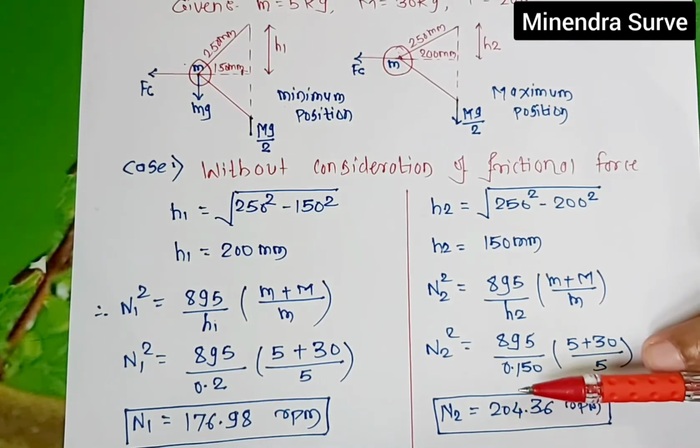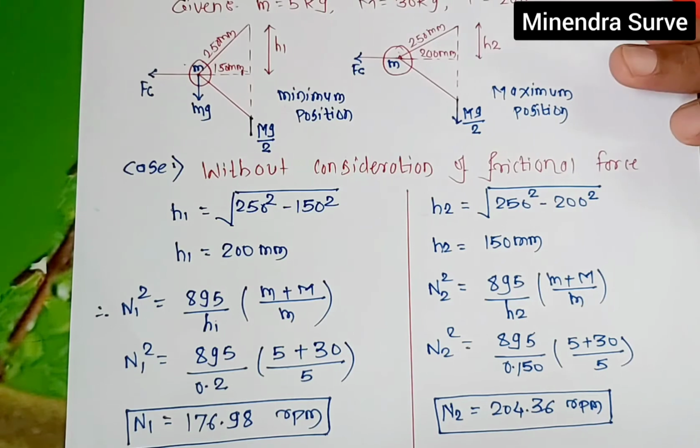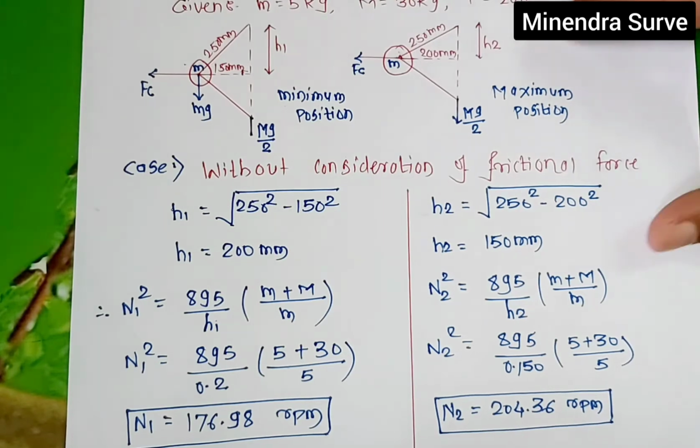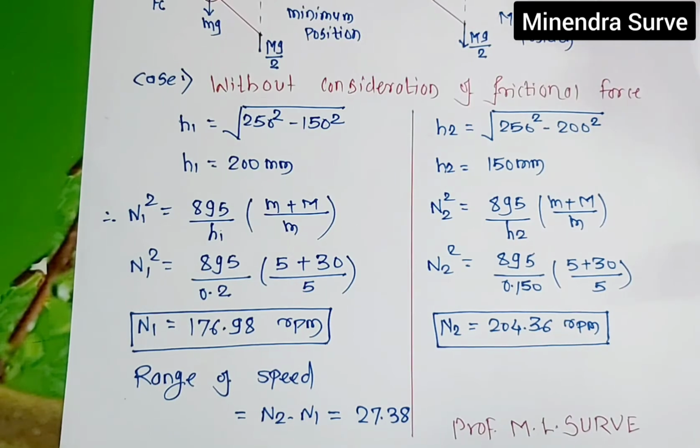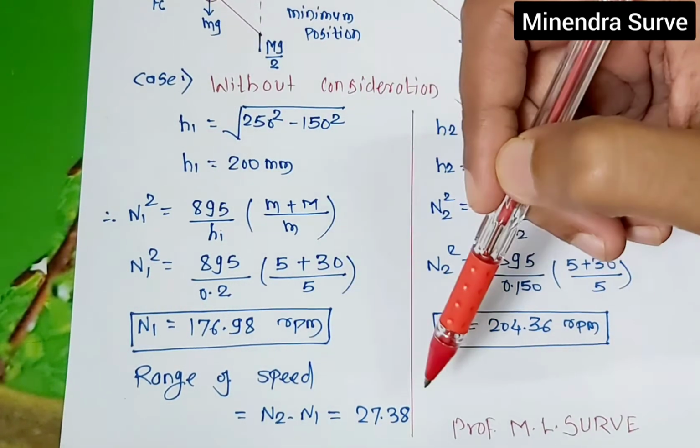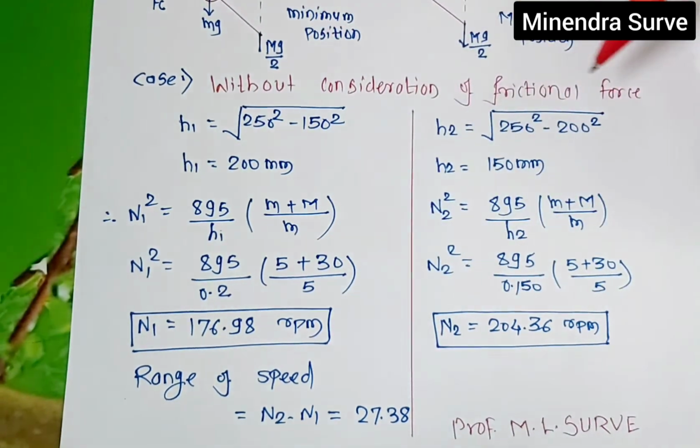After calculating, you will get N2 as 204.36 rpm. Now, what will be the range of speed? Range of speed is the difference between N2 minus N1, and that is 27.38. That range of speed is nothing but without consideration of friction. We have not considered friction here. Okay, so you have to remember this.